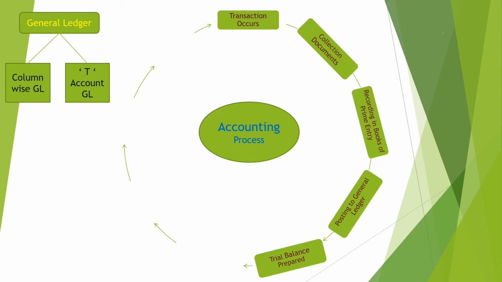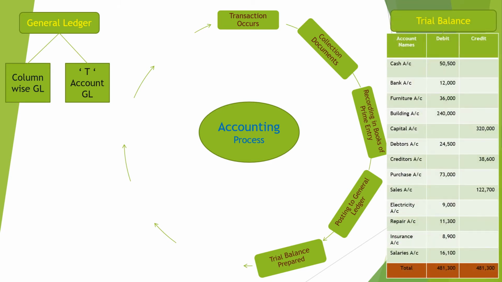The trial balance reveals the arithmetical accuracy, that both entries of all transactions have been posted correctly and nothing is left in posting. Here is an example of a trial balance, where all the list of accounts are there and the debits and credits are the same.